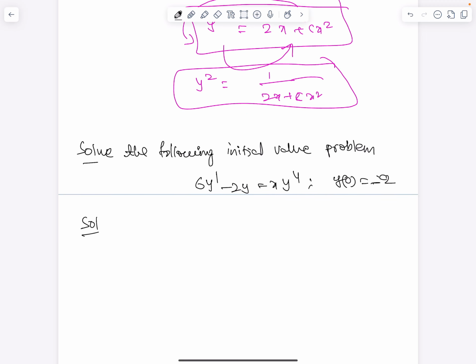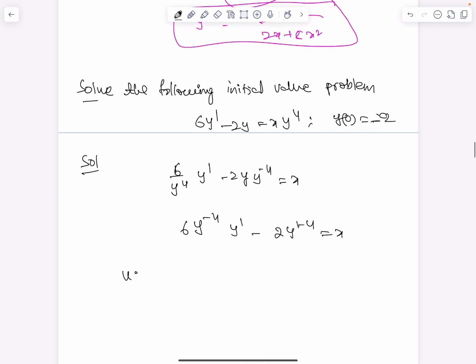So the solution is, you are rewriting the given equation as 1 by y power 4 and 6 y prime minus 2y into y power minus 4, which is equal to x. If you want 6, you can bring it to the right hand side, or let it be there for the time being. Y power minus 4 times y prime, minus 2 y power 1 minus 4, is equal to x.